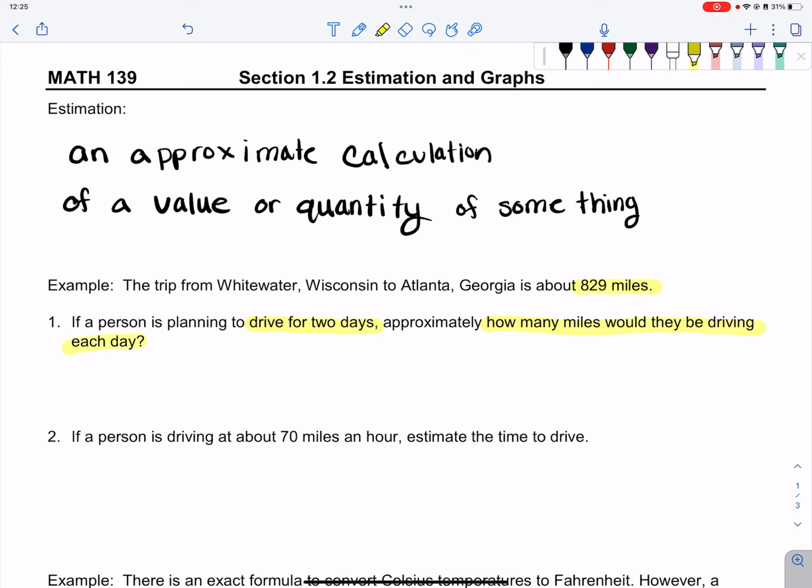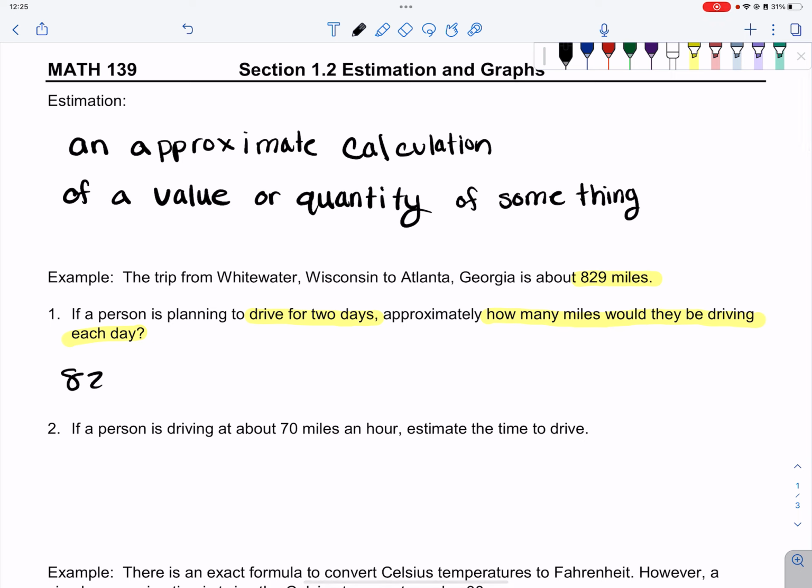So we essentially want to take our number of miles and divide by 2, but I don't always want to take 829 and divide that by 2. Maybe you need a calculator for that. Maybe that's a bit more work to do in your head. But what we can do is round this down to 800. And now 800 is a whole lot easier to divide by 2. 8 divided by 2 is 4. So 800 divided by 2 is 400. So this means they would need to drive 400 miles each day, approximately.